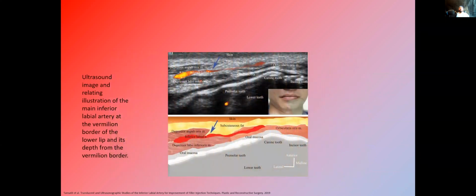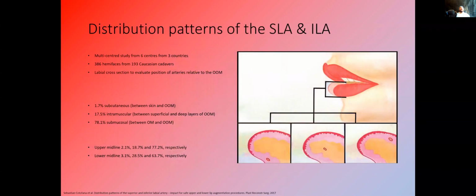And again, from the same study, they did an ultrasound scan to see where the inferior labii artery was. And look what they found here. So you've got the skin, subcutaneous fat, and then you had your inferior labii artery, which tells you it's actually very superficial. So injection plane is very, very important. And this is what this slide is going to summarize for you guys.